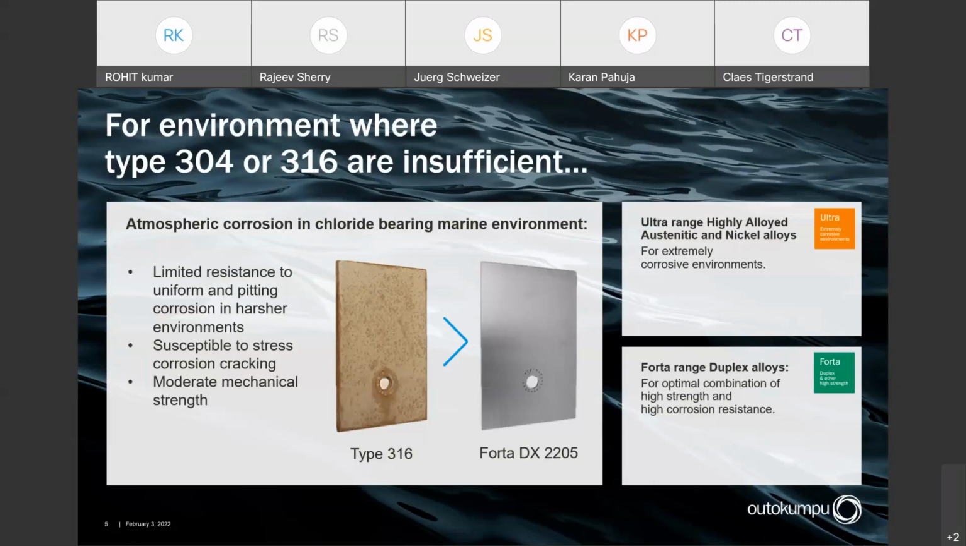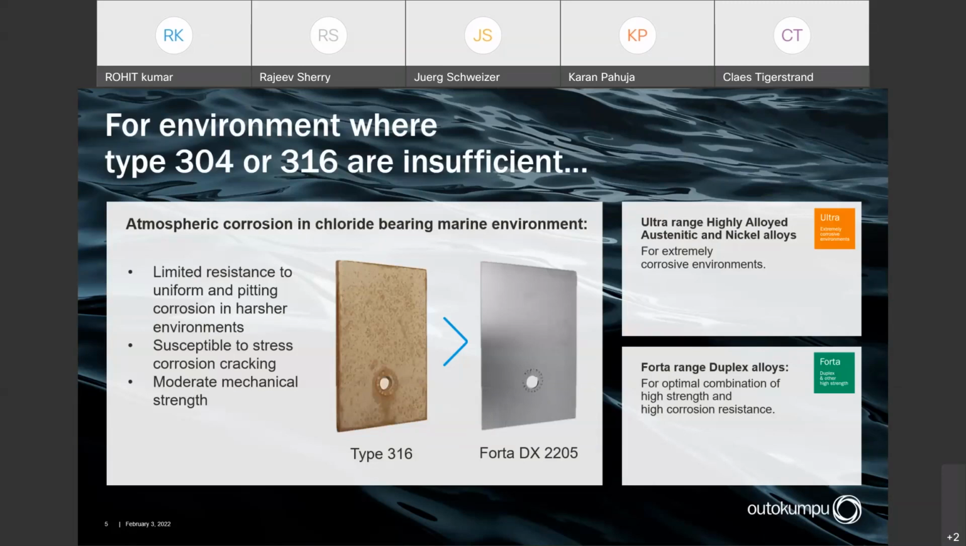Other properties as well that could be critical is stress corrosion cracking. Typically, the standard austenitic grade 304, 316 are more prone to stress corrosion cracking, whereas Duplex grade and higher alloyed austenitic grade are less prone to stress corrosion cracking. And then finally, mechanical strength. The Duplex grade has a higher mechanical strength than the standard austenitic grade like 316, and that I will come back with a few examples of here.